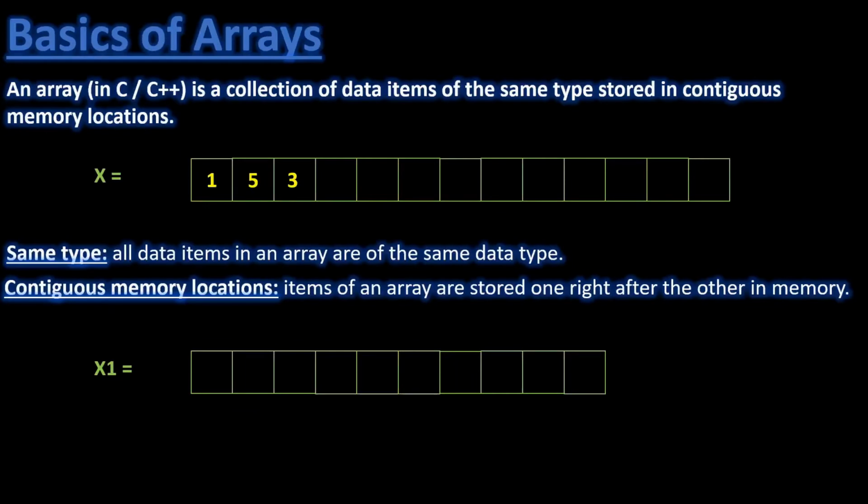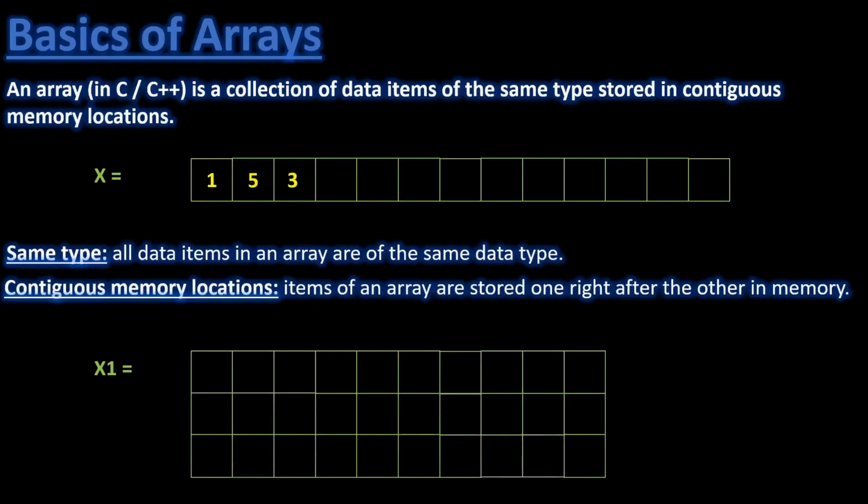An array may also be of more than one dimension. For example, here is a two-dimensional array. X, the one-dimensional array, only has a single row and 13 columns, while X1, the two-dimensional array, has 3 rows and 10 columns. Now moving on.